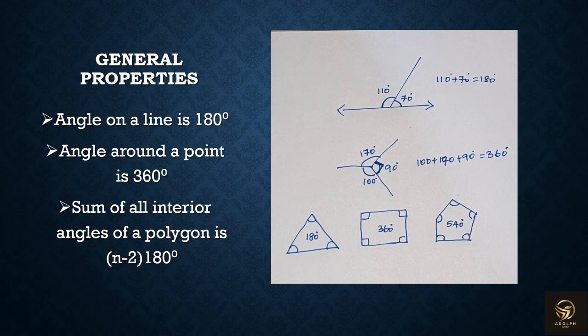In the next window, we will be seeing some example problems to understand the concept. But you just have to keep these three important points in your mind. That is, angle on a line is 180, angle around a point is 360, and the sum of all interior angles of a polygon is n minus 2 into 180. We will work out some problems and ensure how we have to solve the problems by using these three properties.